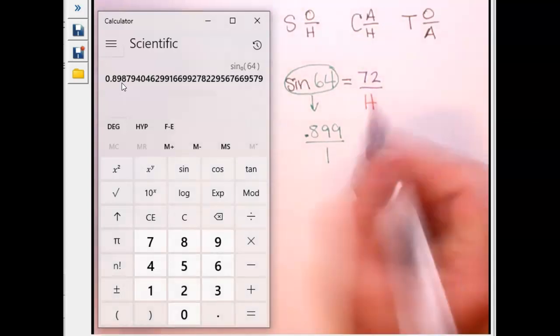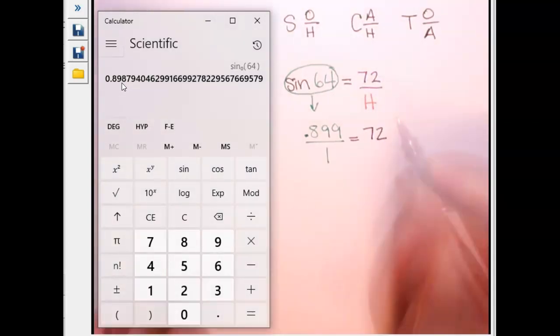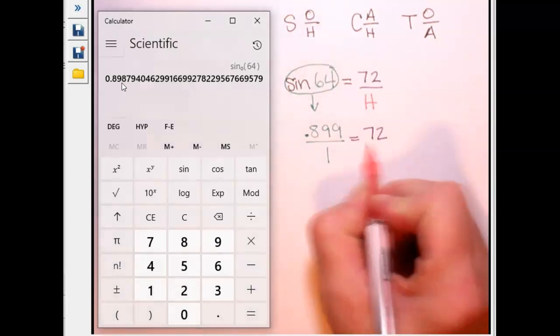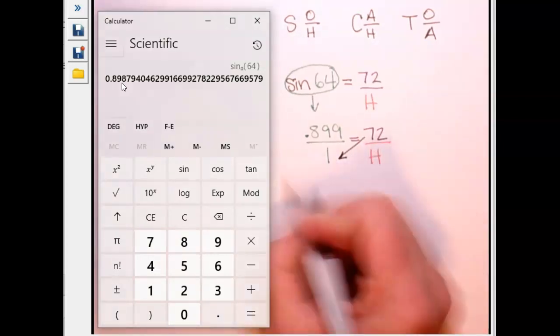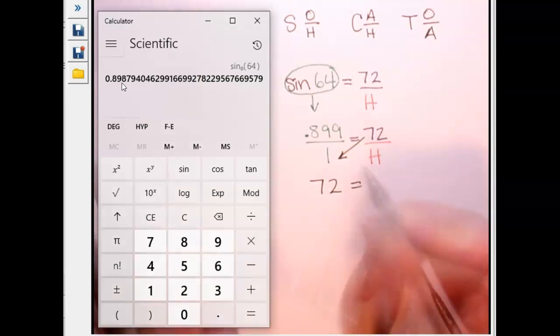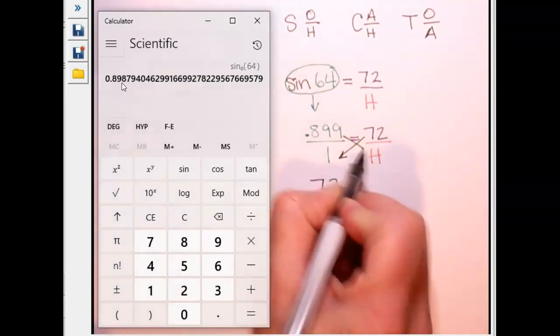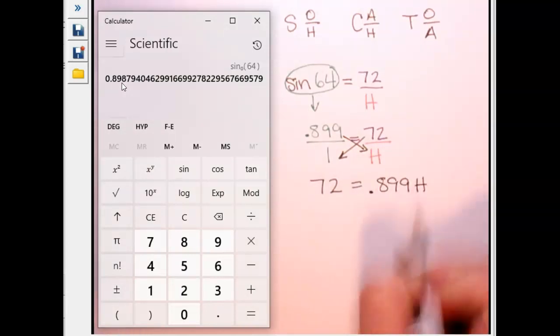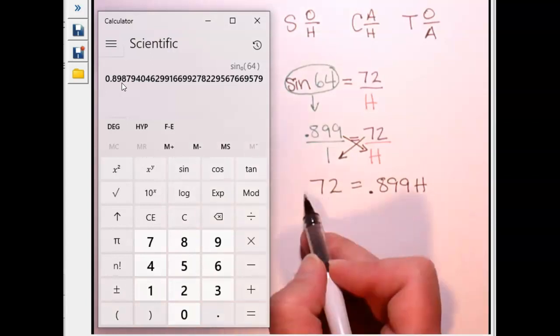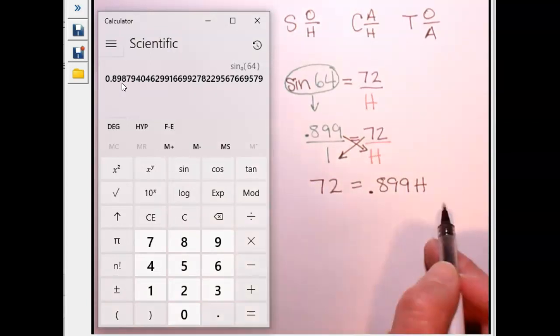And then we have 72 over h. Okay, so basically all we did is just substitute for the sine of 64, and all we're going to do now is just solve that proportion. So when you take 72 times 1, you get 72. And when you take 0.899 times h, you get 0.899h. So to solve this equation now, we've done the cross multiply. Now we just have to do the divide part.